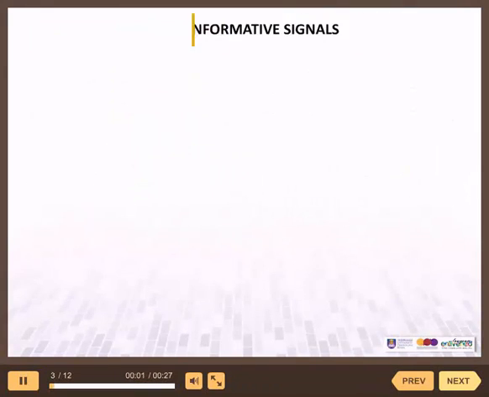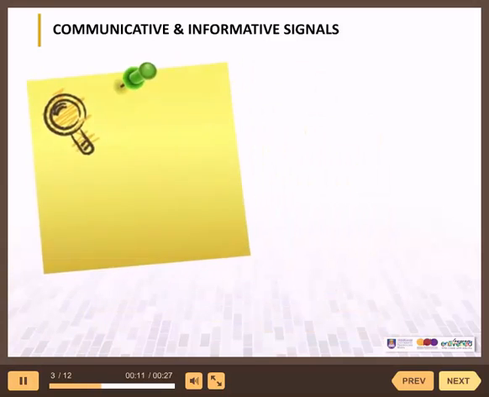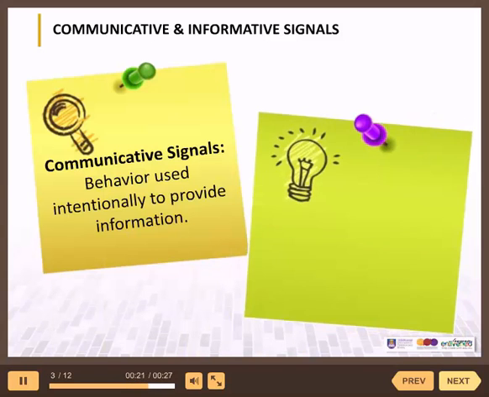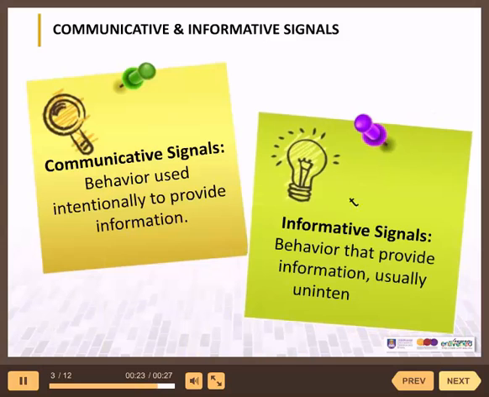When we talk about the differences between human and animal communication, it is important to look at these two types of signals, communicative signals and informative signals. Communicative signals refer to behavior used intentionally to provide information. On the other hand, informative signals refer to behavior that provide information, usually unintentionally.